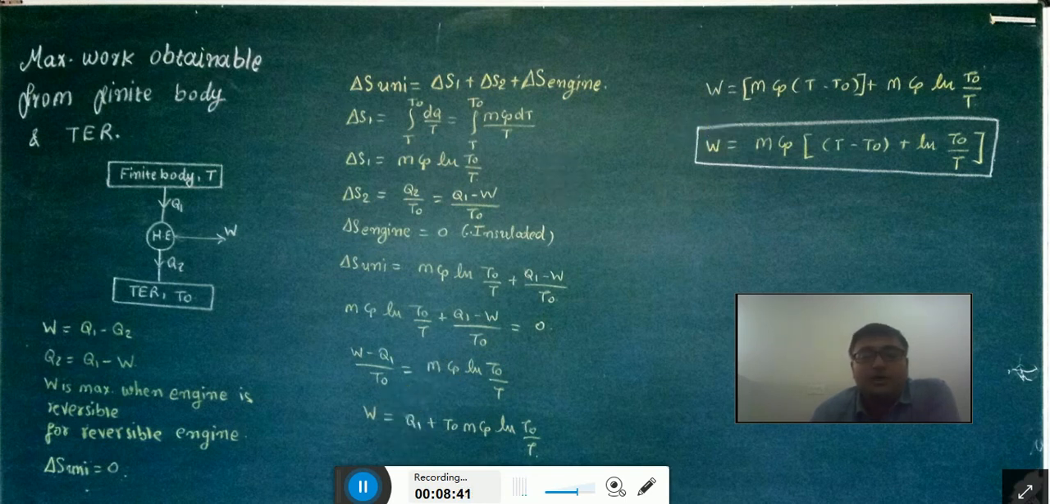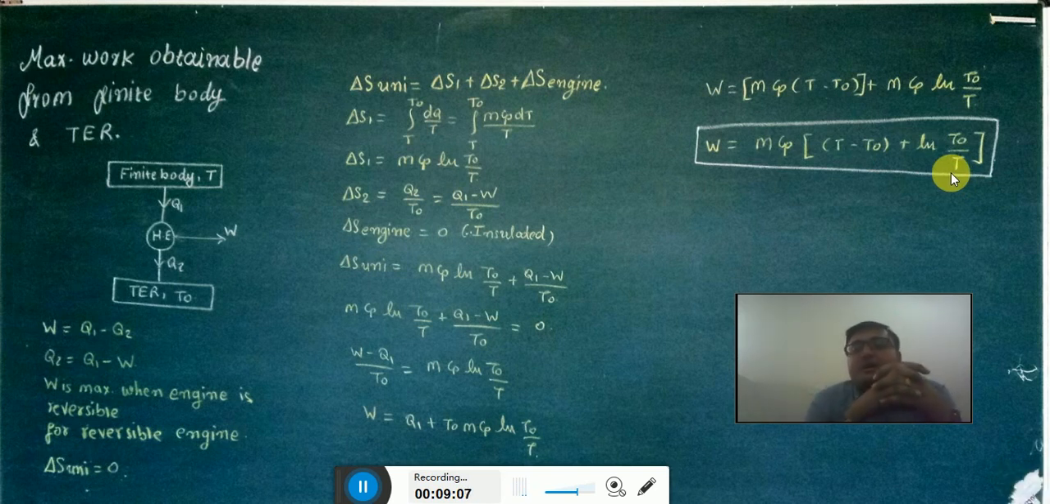So W, instead of Q1, putting the equation mcp (T minus T0), plus T0 mcp ln T0 divided by T. Taking mcp common out of it, the equation is W maximum is equal to mcp [(T minus T0) plus T0 ln T0 divided by T].